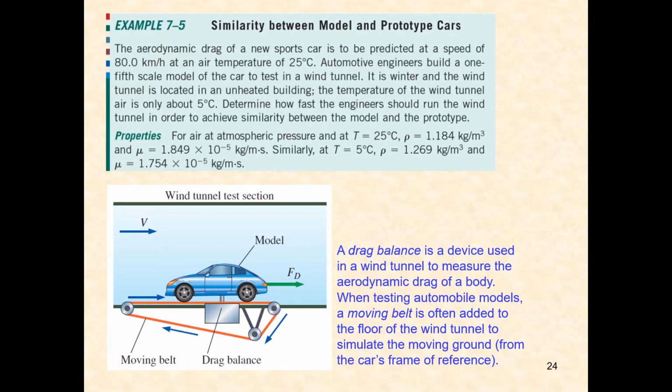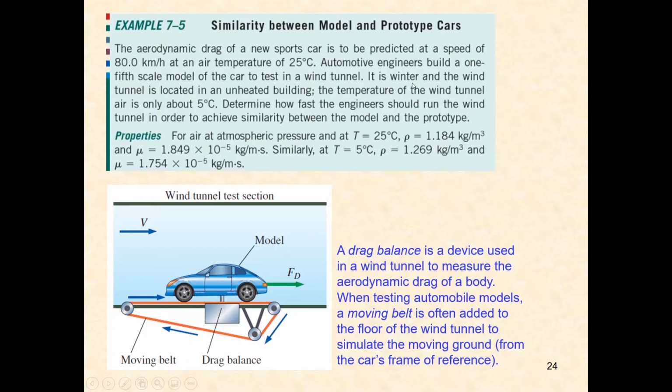Okay, we have a similarity between model and prototype cars. So we have the aerodynamic drag of a new sport car to be predicted at a speed of 80 kilometers per hour and a temperature of 25 degrees. So we build a 1/5 scale. Basically, the size of the car is 1/5 of the prototype, and we test it in a wind tunnel.